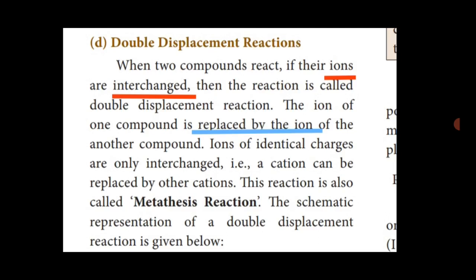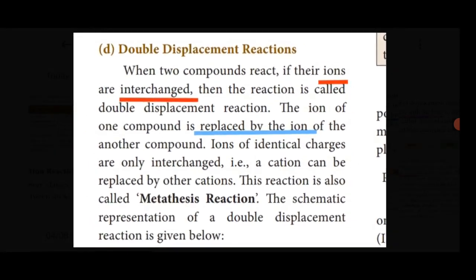The ion of one compound is replaced by the ion of another compound. Ions of identical charge only interchange. That means cations can be replaced only by cations, and anions only by anions. So this reaction is also called metathesis reaction.